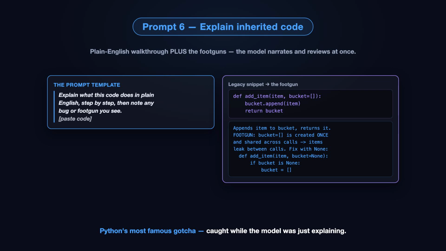Here's an add item function with a sneaky default, bucket equals an empty list, right there in the signature. The model explains it appends an item to the bucket and returns it, then flags the footgun. That default list is created once and shared across every call, so items pile up between calls instead of starting fresh each time. That's Python's most famous gotcha, and the model catches it while it's explaining. Now you understand the code and you know exactly where it'll bite you.